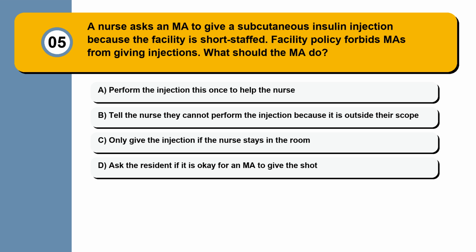Question 5. A nurse asks an MA to give a subcutaneous insulin injection because the facility is short-staffed. Facility policy forbids MAs from giving injections. What should the MA do? Perform the injection this once to help the nurse. Tell the nurse they cannot perform the injection because it is outside their scope. Only give the injection if the nurse stays in the room. Ask the resident if it is okay for an MA to give the shot.